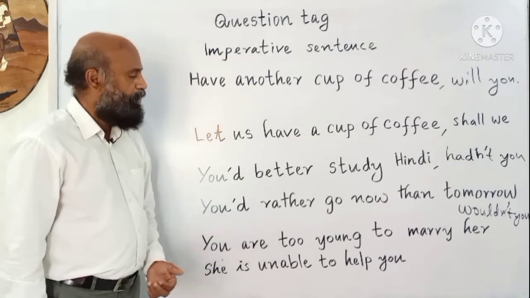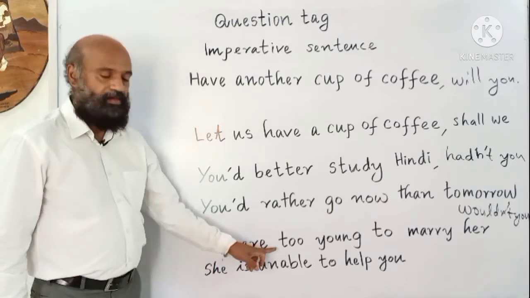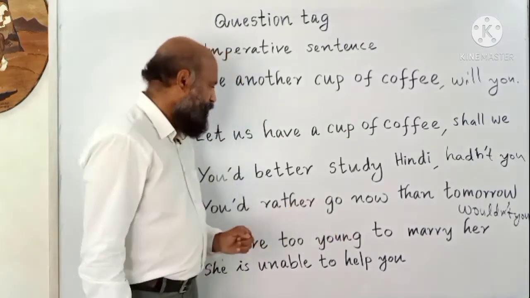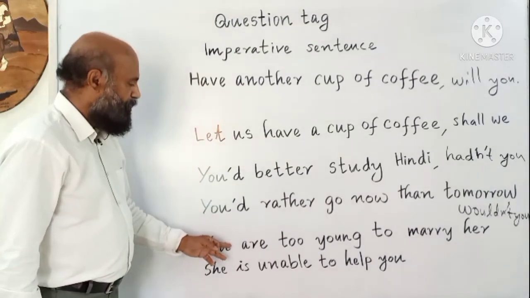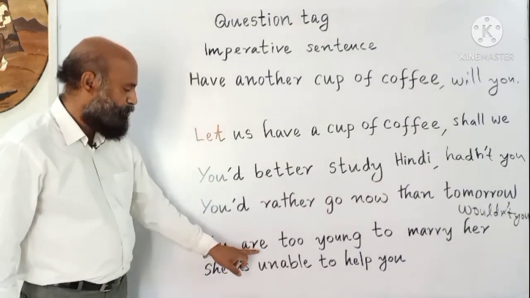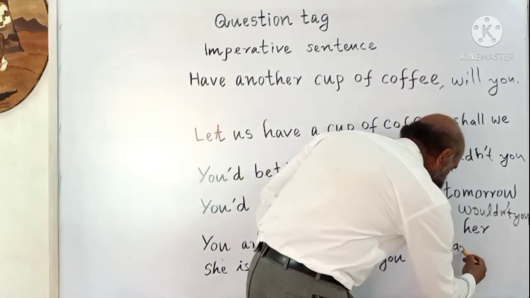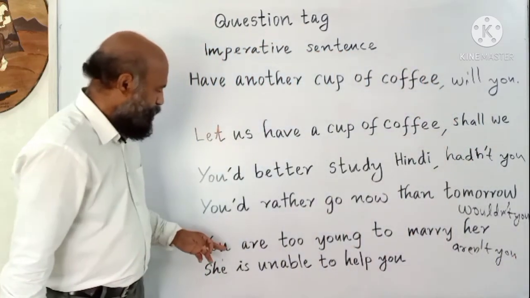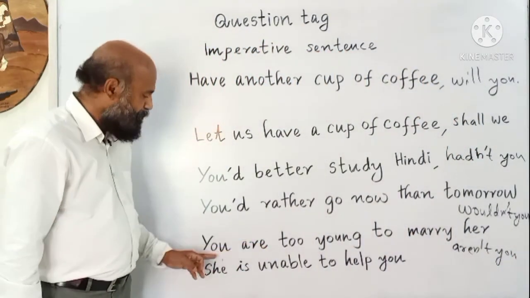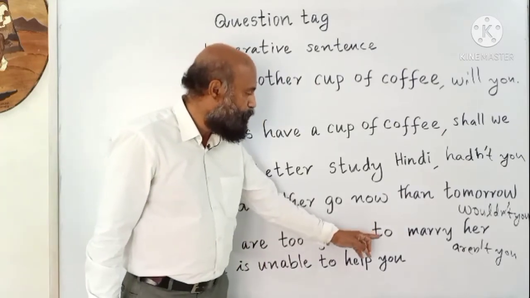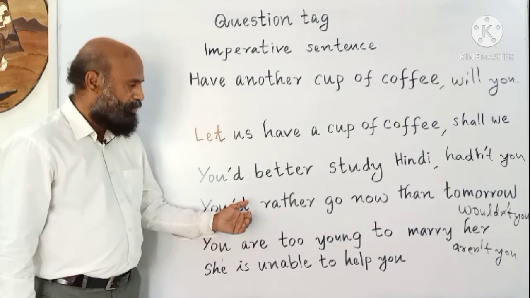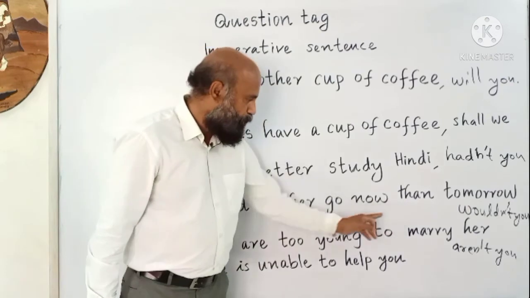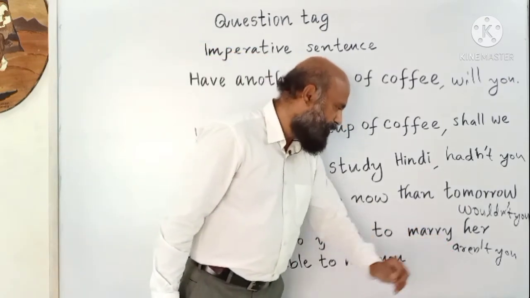You are too young to marry her. So the meaning is negative. It's a negative sentence, but there is no negative word. So the question tag to be used is aren't you? You are too young to marry her. You are so young that you cannot marry her. That's a negative meaning, but there is no negative word in this. So the question tag is aren't you.